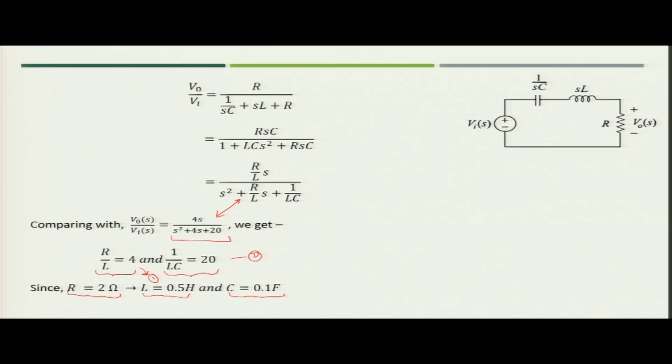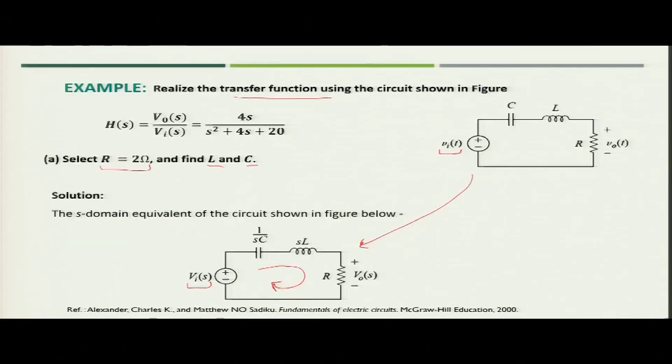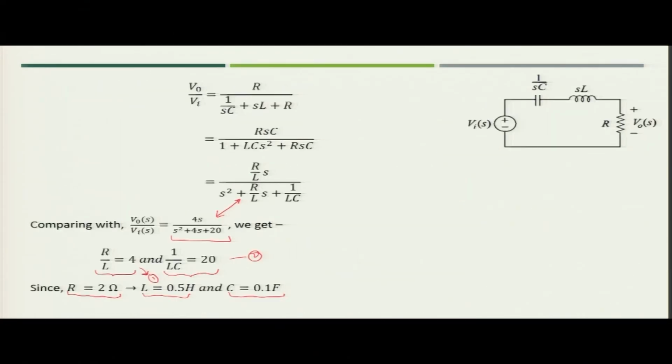So, basically with this particular process, you can easily find out the values of the unknowns. In this case the unknowns were C and L, and we fixed the value of R. This is how you progress when you are asked to do network synthesis.